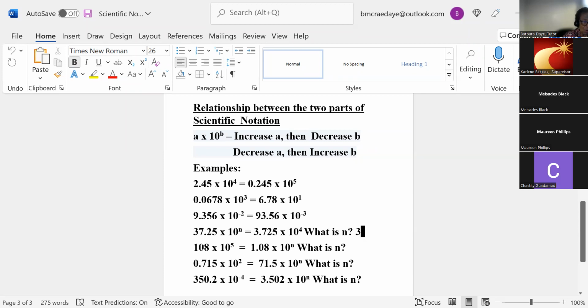What about this one? 108 times 10 to the 5th, 1.08 times 10 to the n. What is n? That's a decrease, right? A decrease, yeah. How many did it decrease by? 1? No, 108 to 1.08. My decimal point is here. Oh, I moved it 3, sorry, 2 places, right? So it decreased by 2. So what is the n?